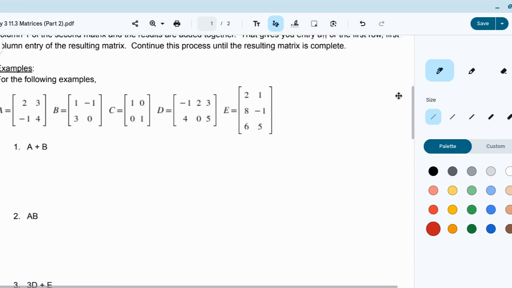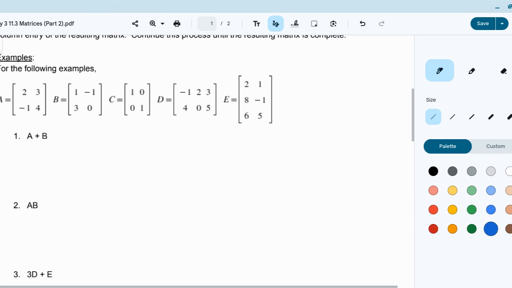First example, we've got a nice easy addition one right here. As we talked about, they're both 2 by 2 matrices, 2 rows, 2 columns, in case you forgot from yesterday. They are the same size, so I can add them. I take matrix A, which is 2, 3, negative 1, and 4. I want to add that to matrix B, which is 1, negative 1, 3, and 0.